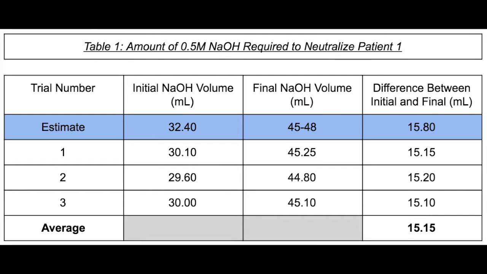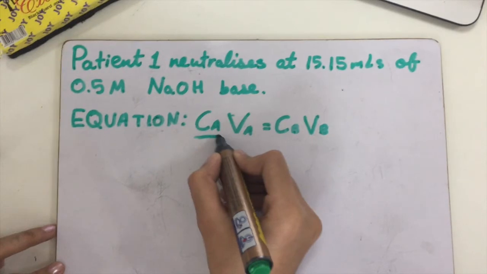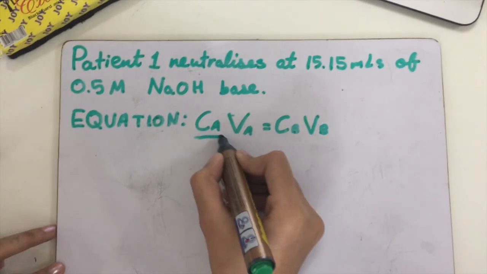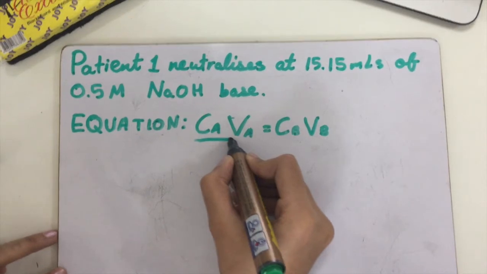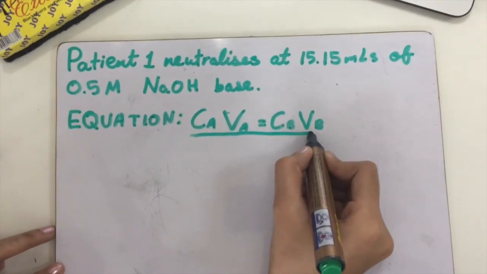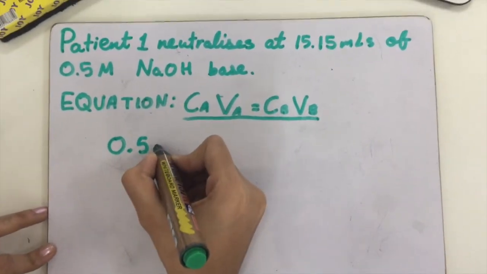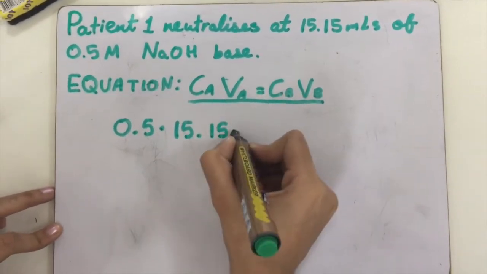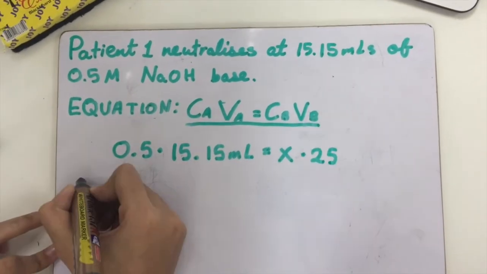Use your 3 concordant trials to find your average milliliters of known solution required to neutralize the unknown solution. A sample calculation will be shown with patient 1, where the HCl in patient 1's stomach acid neutralizes at 15.15 mL of 0.5 molar NaOH. The following equation is used, where concentration of acid times volume of acid equals concentration of base times volume of base. Therefore, 0.5 moles of NaOH times 15.15 mL of NaOH equals X concentration of HCl times 25 mL of HCl.